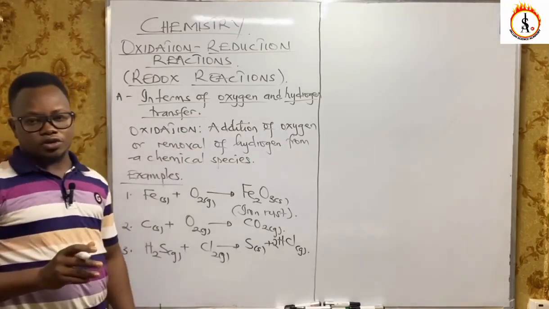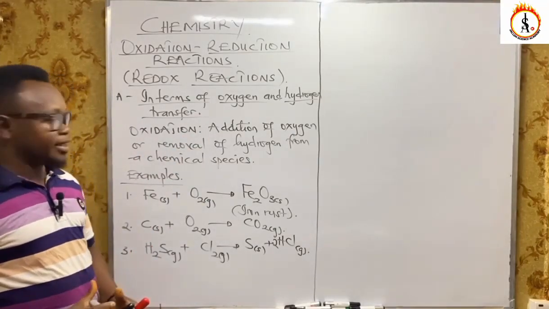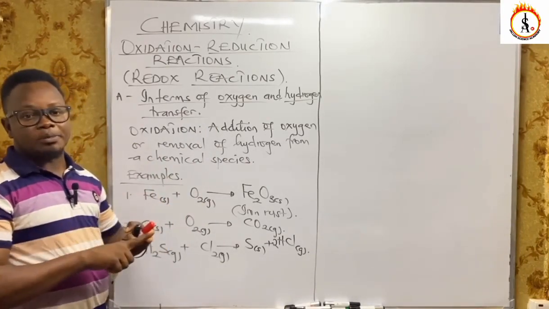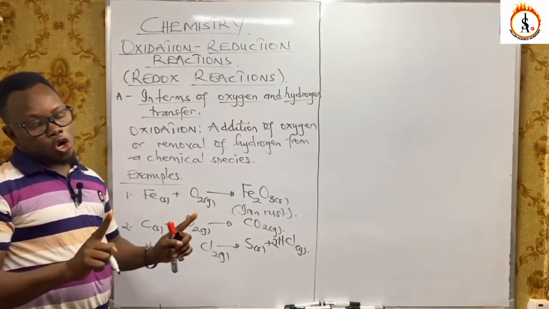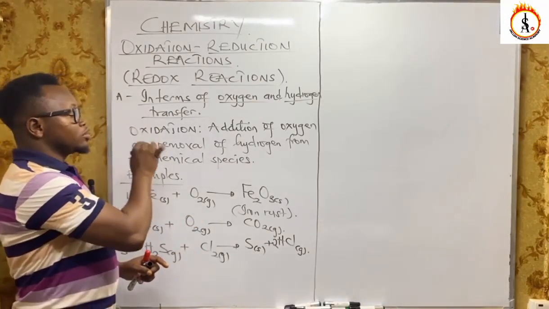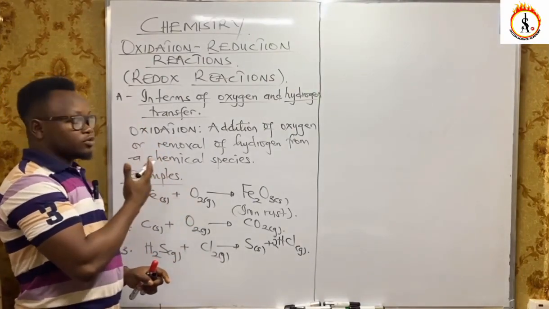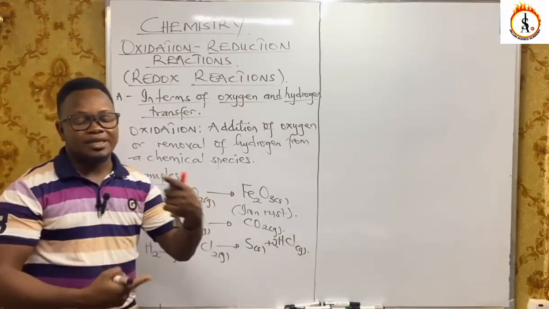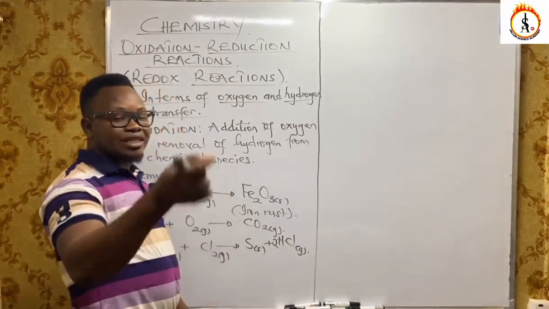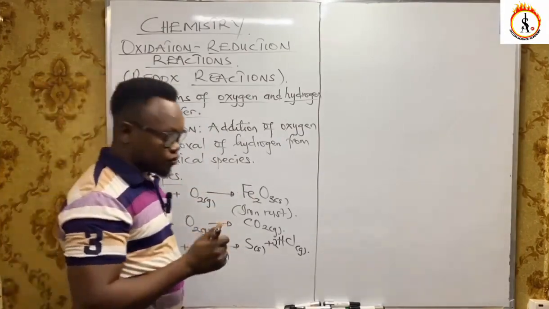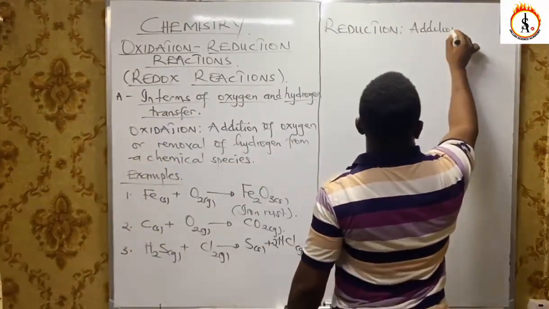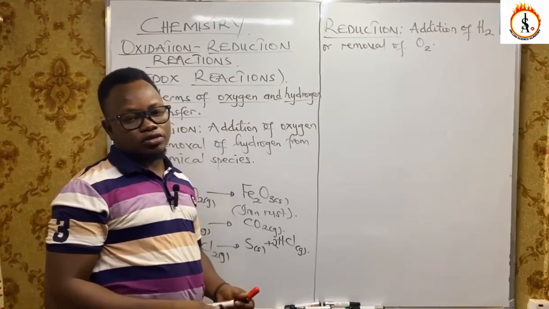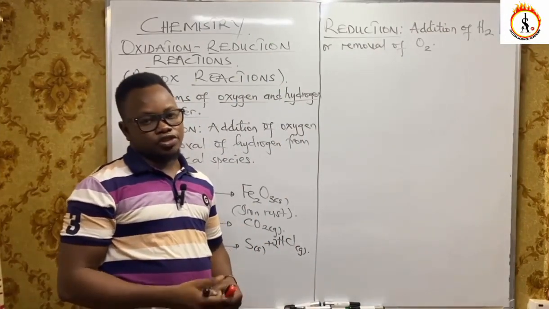Now let's look at reduction. But one thing you should note is that oxidation and reduction are always opposite, even though they are complementary. If oxidation involves the addition of oxygen and removal of hydrogen from a chemical species, reduction is going to be the reverse. So reduction is the addition of hydrogen or the removal of oxygen from a chemical species.